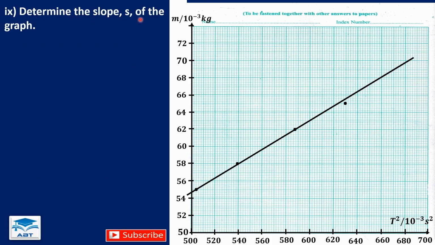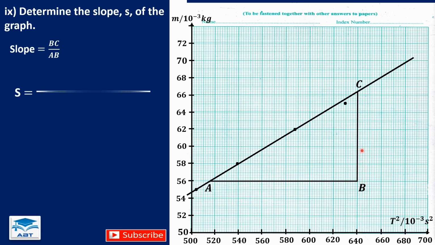Determine the slope S of the graph. So to draw the slope, draw a horizontal line meeting the line of best fit. There is no specific point to draw the horizontal and vertical lines, but make sure the slope is as big as possible. And we draw this vertical line, forming a triangle with the line of best fit. We name here A, here B, and here C. And the slope is going to be change in BC over change in AB.